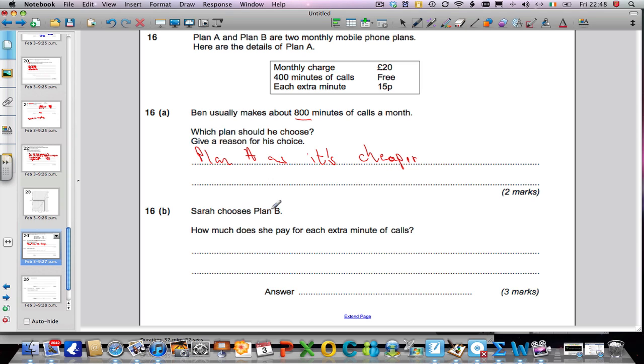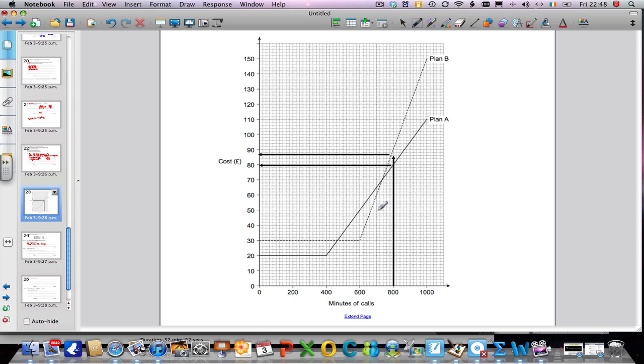And it tells us now that Sarah chose plan B, and we're asked how much she pays for every extra minute of calls. And if you remember what I said, the cost per call is calculated from the gradient of the line. So what we need is 2 points on this line that we're going to calculate the gradient from. So 2 nice points. I'm liking that one there because it's clearly on 600 and we can see the £50. And I also like this one up here because it's 150 and 1,000. So pick 2 nice points.